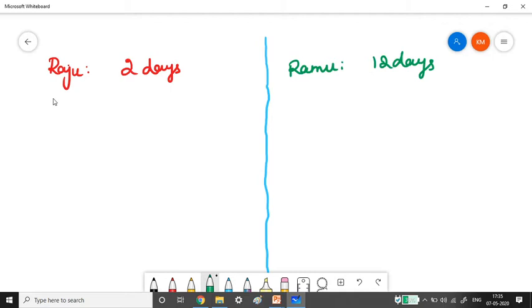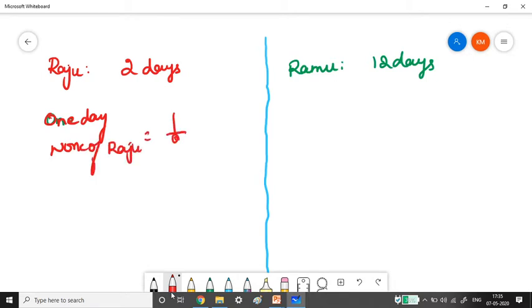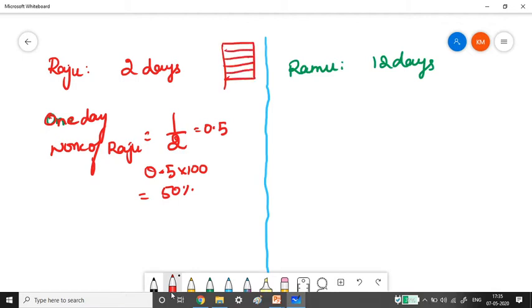So what is the 1 day work of Raju? The 1 day work of Raju will be 1 by 2, which is 0.5. You can convert it into a percentage to get 50% of the work completed in a day by Raju. Which means, in a 6 block painting job, 1 2 3 4 5 and 6, he completes painting 3 blocks in a day, so 50% of the work is over in a day.